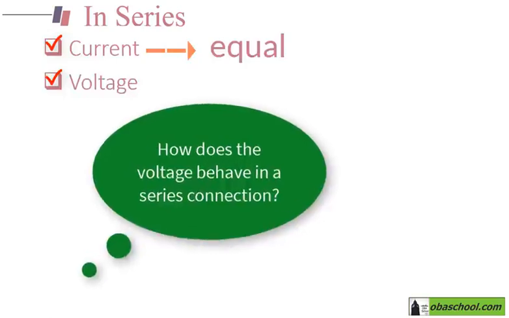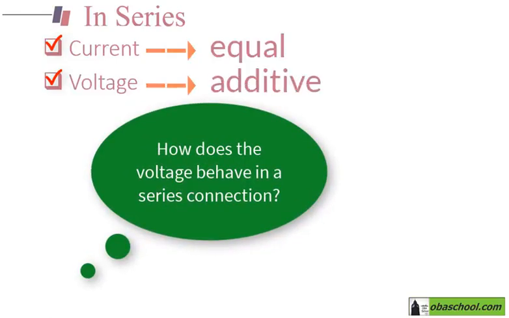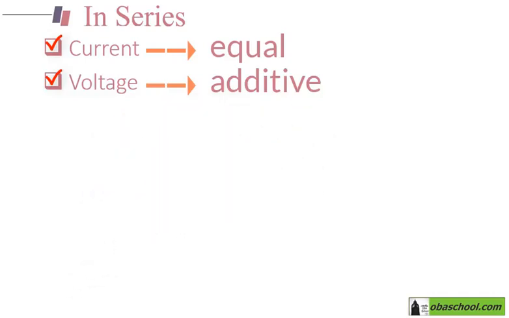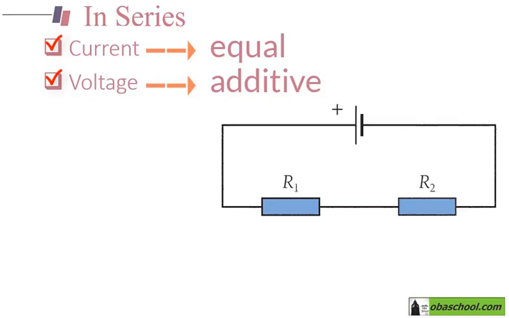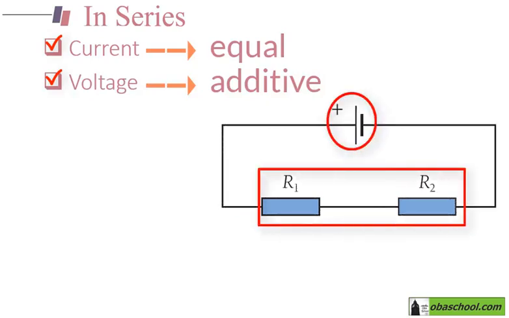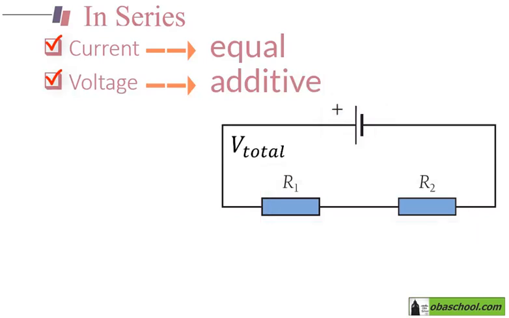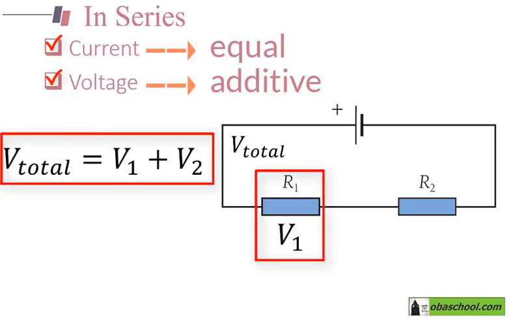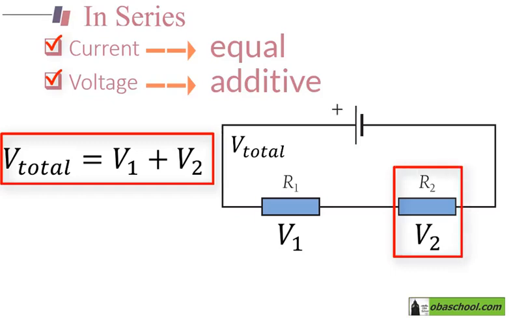And what about the voltage? Yes, the voltage is additive between the components of a series circuit. For the voltage, let's assume the previous circuit where the battery is connected in series with two resistors R1 and R2. The total voltage, which is the voltage supplied by the battery, is equal to V1, which is the voltage across R1, added to V2, which is the voltage across R2.